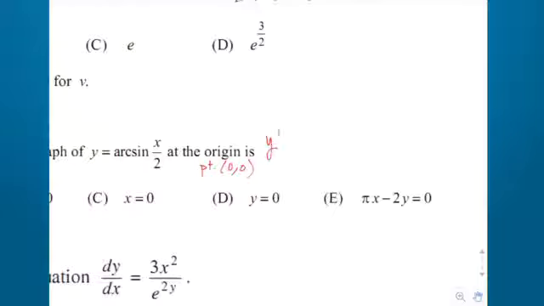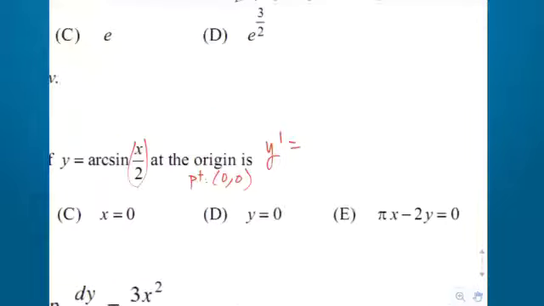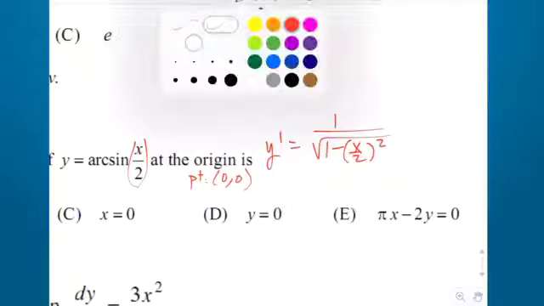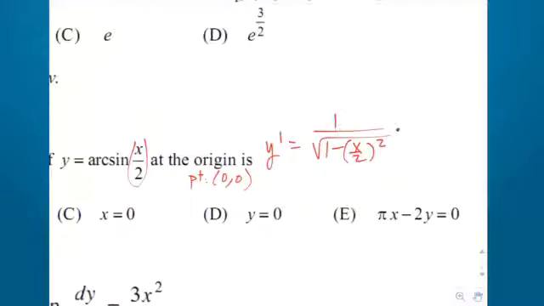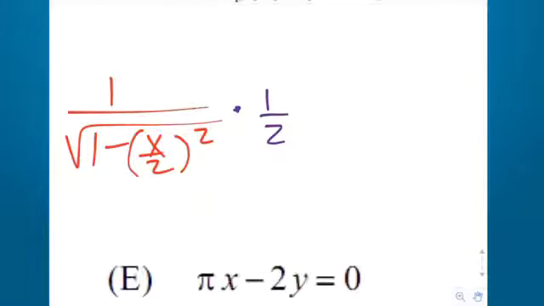That's the derivative. So what's the derivative of arc sine of blob? Well, it's 1 over the square root of 1 minus blob squared. You got to memorize that. And then times the chain rule, the derivative of the blob. The derivative of 1/2 x is 1/2. And that's enough to miss it right there, the chain rule.